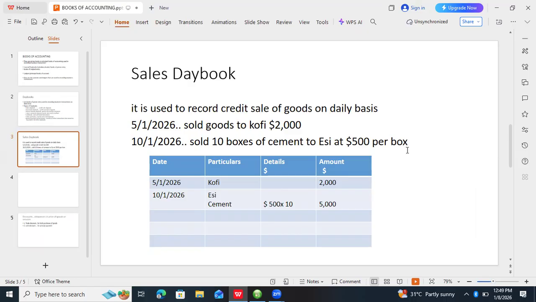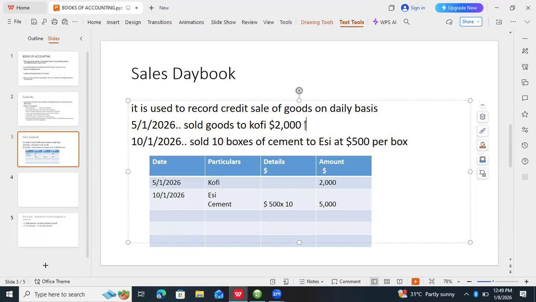For example, in the scenario I gave, okay, sold goods to Kofi $2,000, less 10% discount. Then we say this is a trade discount because here Kofi is not making any payment for you to say that it is a cash discount. It's a trade discount. He's buying goods and we have given him some reduction because he's buying in bulk. If you are recording this in the daybook, look at what happens.